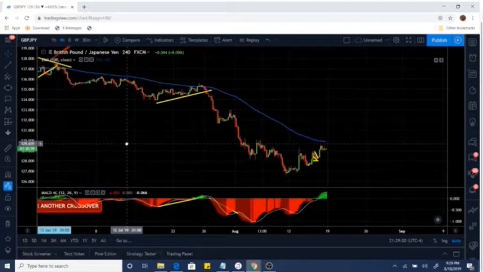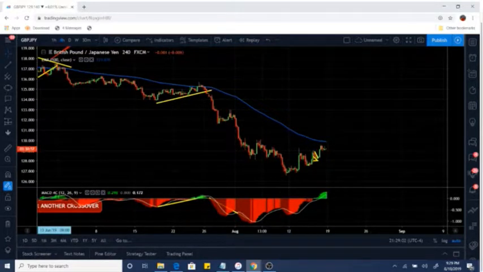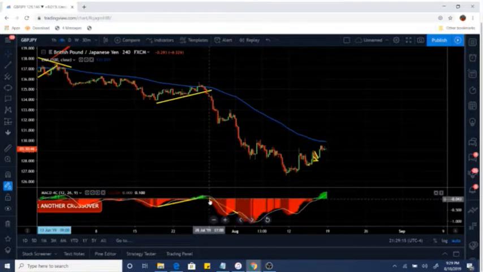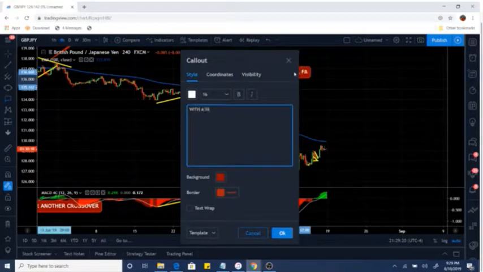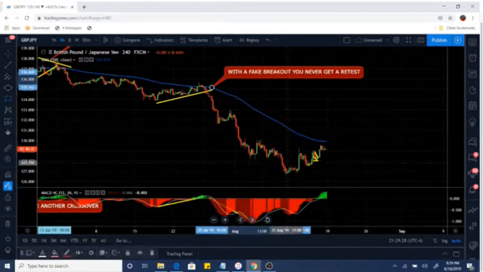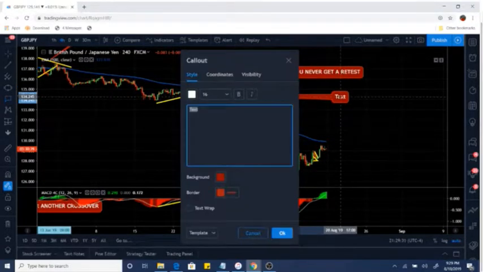You see the problem with fake breakouts? So what was a fake breakout? We'll look at trades throughout tonight and we'll find fake breakouts. But you'll notice with a fake breakout, price never retests. You see? With a fake breakout, you never get a retest. If it's a true trend, you will always get a retest.